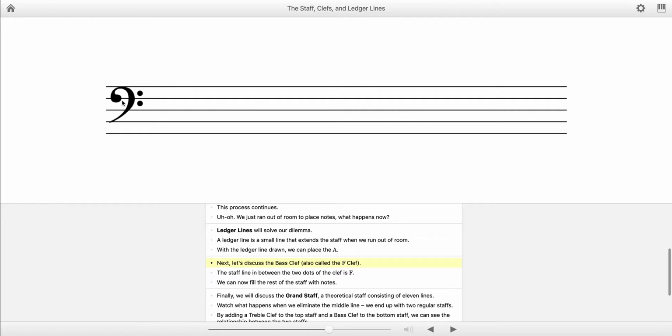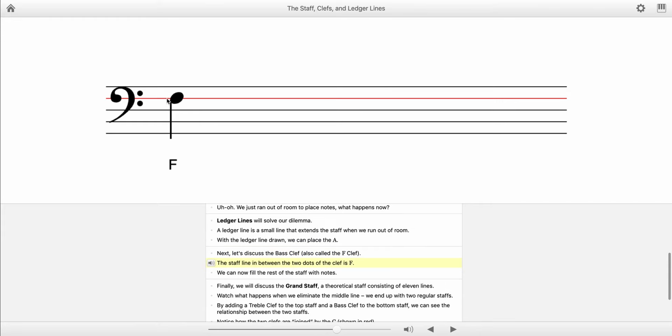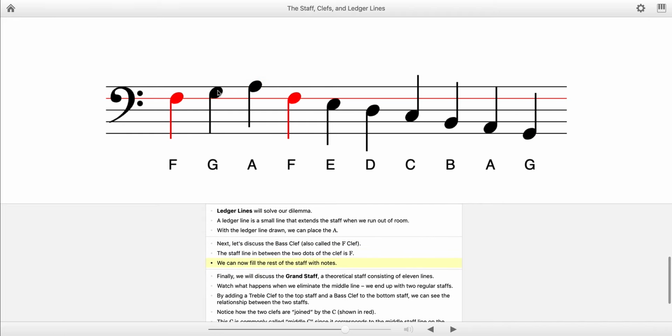Bass clef. The bass clef is based on what used to be a fancy letter F, which looks like this. Do we all agree that that looks kind of like a fancy F? And the reason why is because the dot and these two dots of the bass clef, guess which letter this is? I thought it was really obvious. F! Thank you, one person, for participating. F. And then if we were to go up to here, this would be a G.